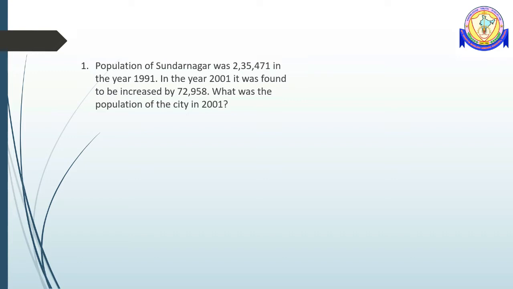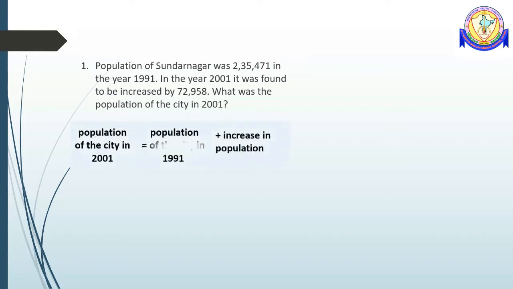So here population in 1991 is given and in 2001 it will be increased by 72,958. So how will we find out the population of the city in 2001? We have to add these two numbers, that is nothing but the population of the city in 1991 plus how much it increased in 2001, then we will get the population of the city in 2001.